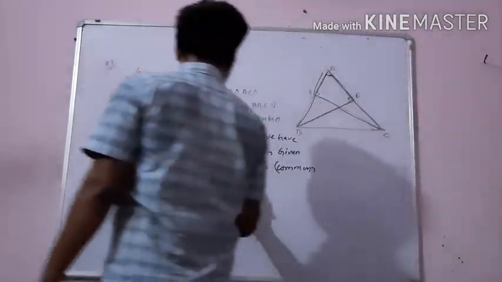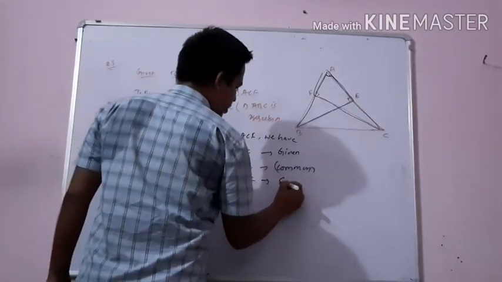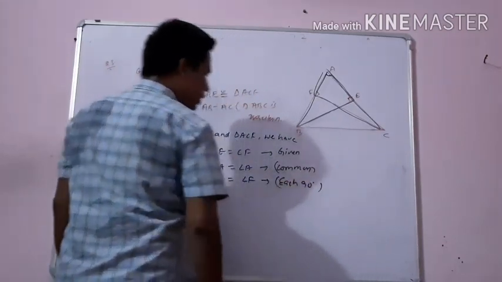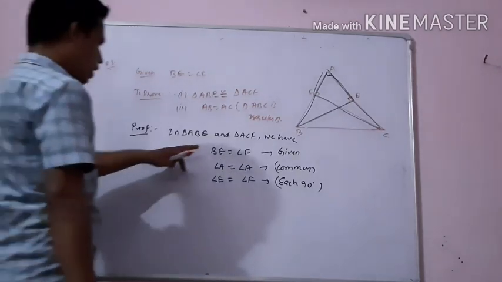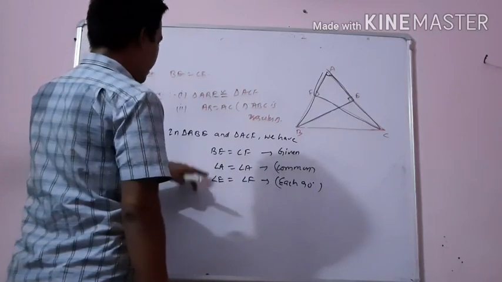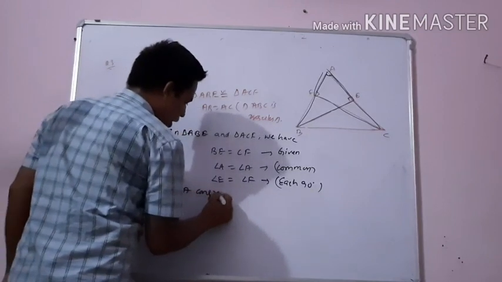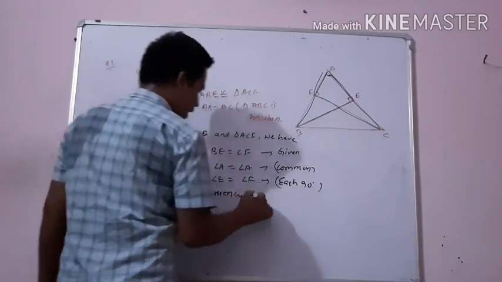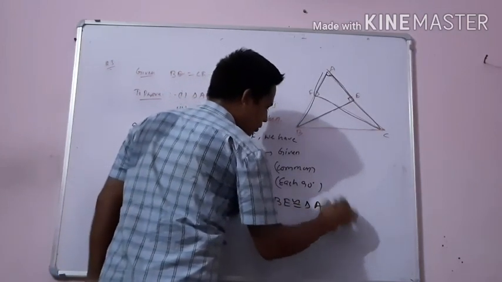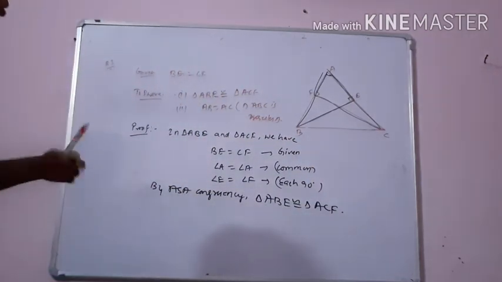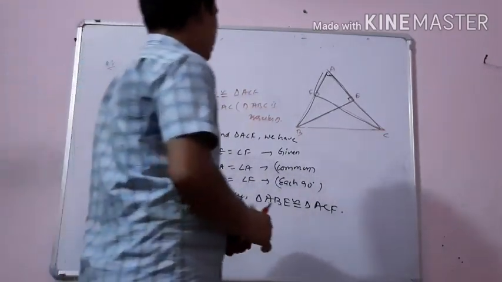Now angle E equals angle F, that is, each 90 degrees. So what will happen? Now see, angle, side, angle. So by the ASA congruency theorem, triangle ABE is congruent to triangle ACF. Now what have we done here? We have proved triangle ABE congruent to triangle ACF. Now by CPCT, what will be equal?